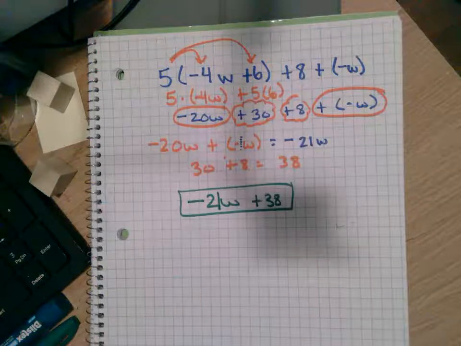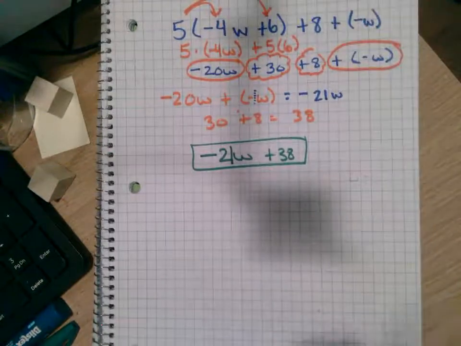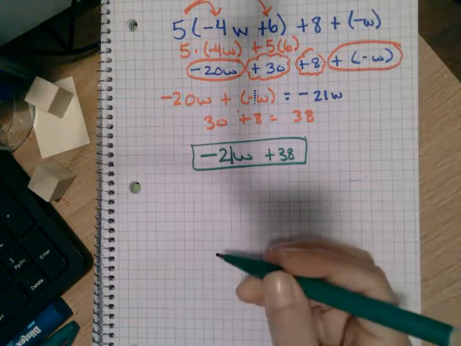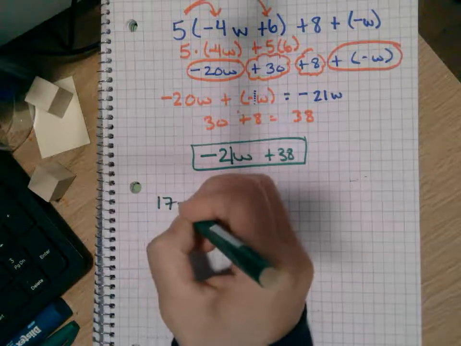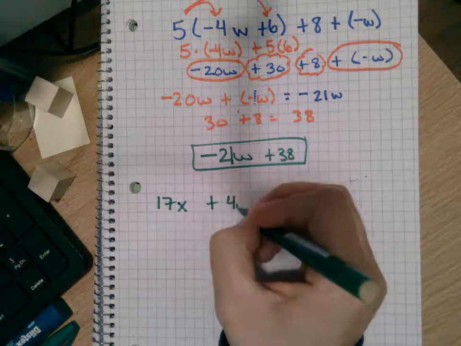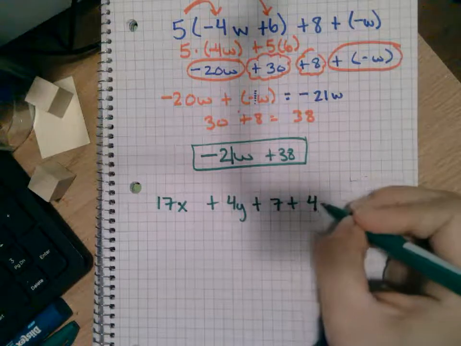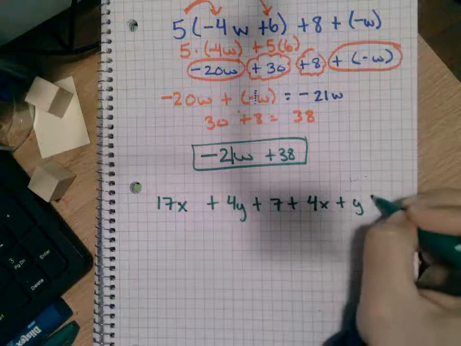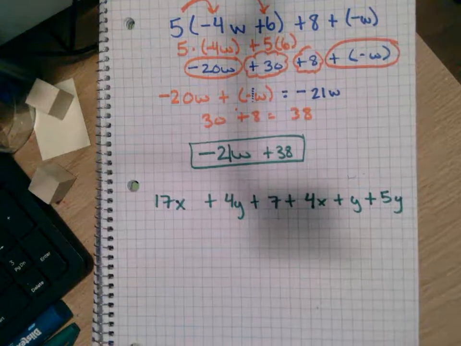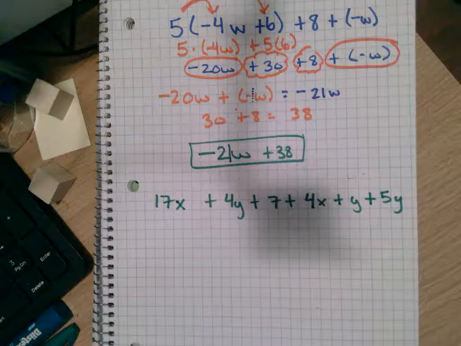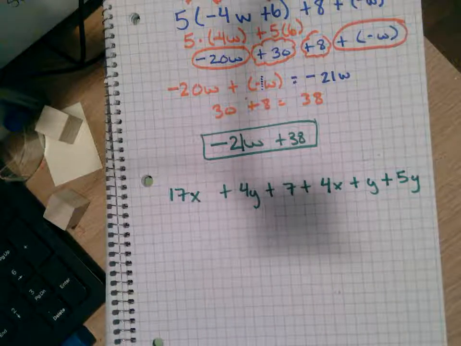All right. Just for the sake of completely understanding this, maybe. So if I have 17x plus 4y plus 7 plus 4x plus y plus 5y. All right, give you guys a couple seconds to write all of that down.